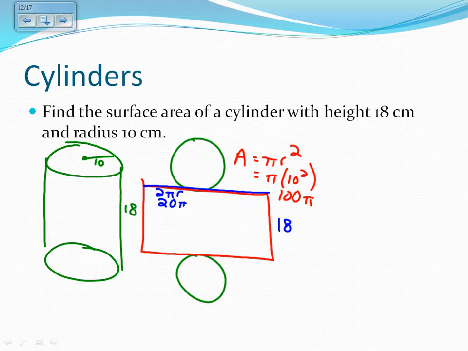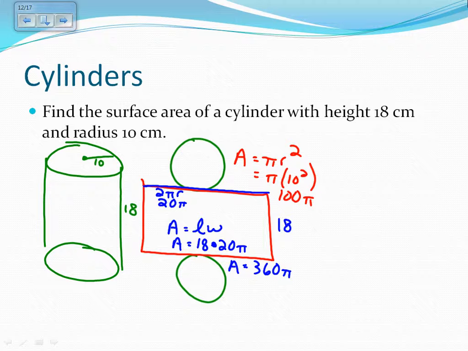So the area of this is the length times the width. So its area is equal to 18 times 20 pi. You should simplify that out. So the area of this is going to be 360 pi. And you can use a calculator if it's really hard numbers.